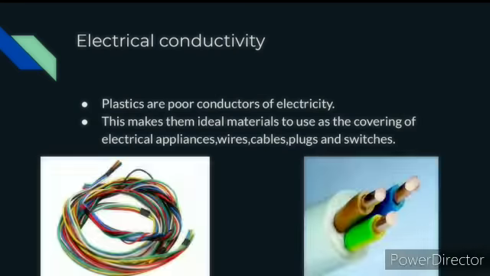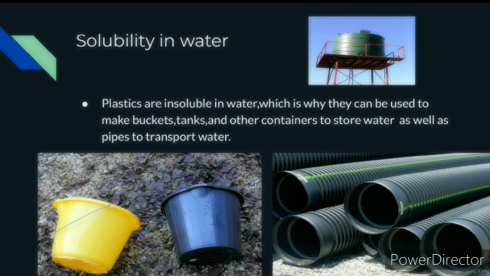Electrical conductivity. Plastics are poor conductors of electricity, so this makes them ideal materials to use as the covering of electrical appliances, wires, cables, plugs and switches. Solubility in water. So plastics are insoluble in water, which is why they can be used to make buckets, tanks and other containers to store water, as well as pipes to transport water.